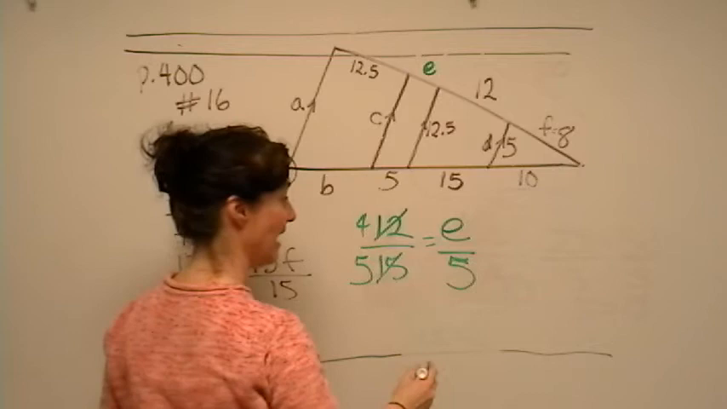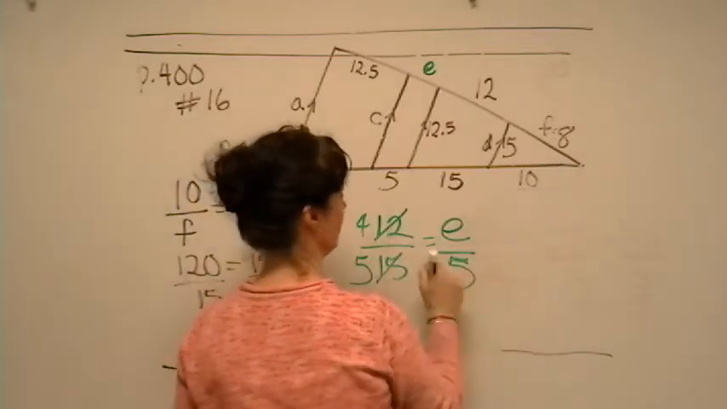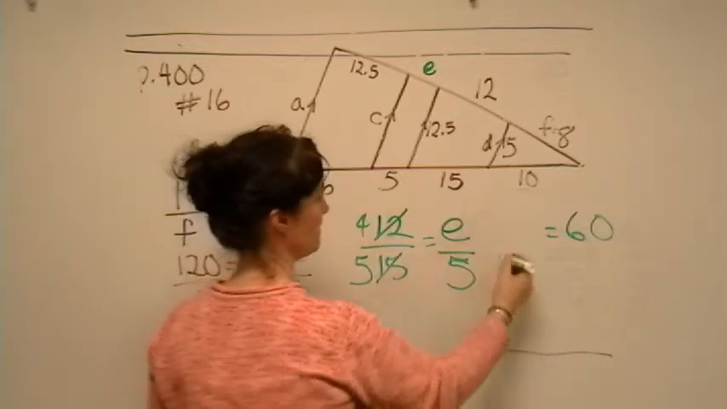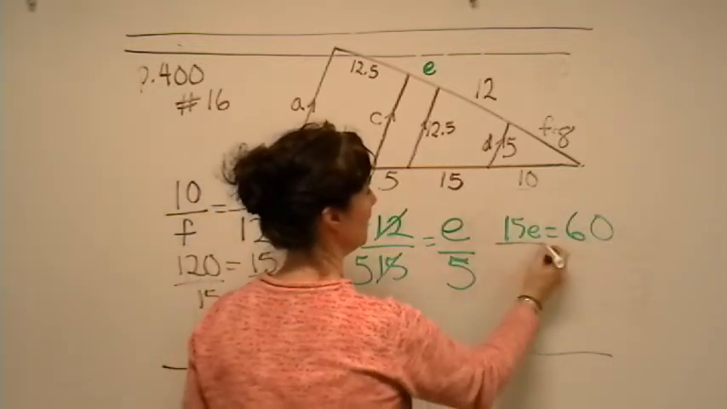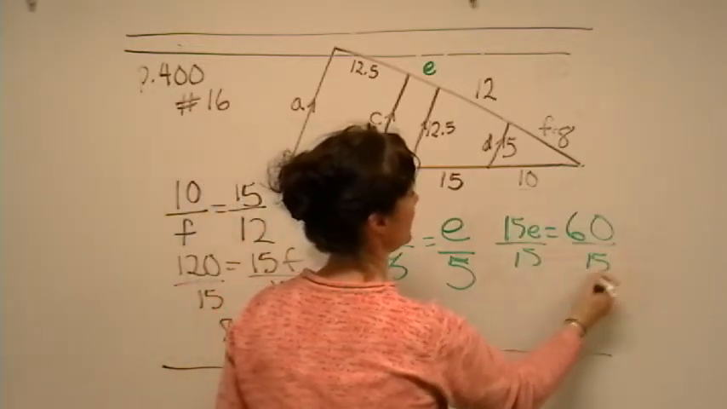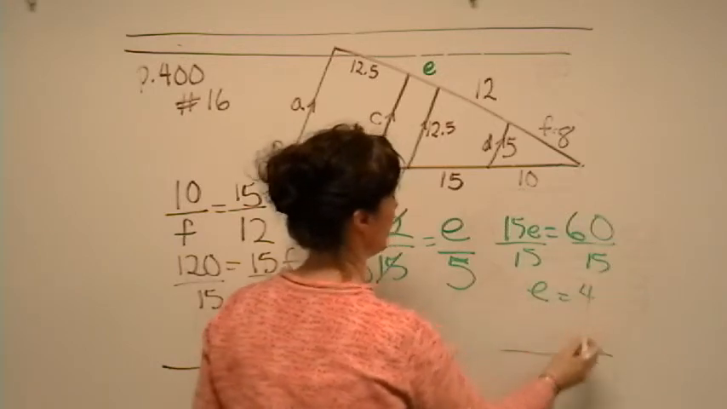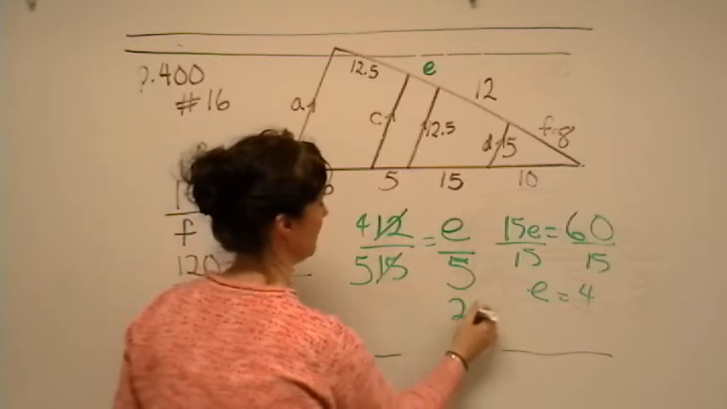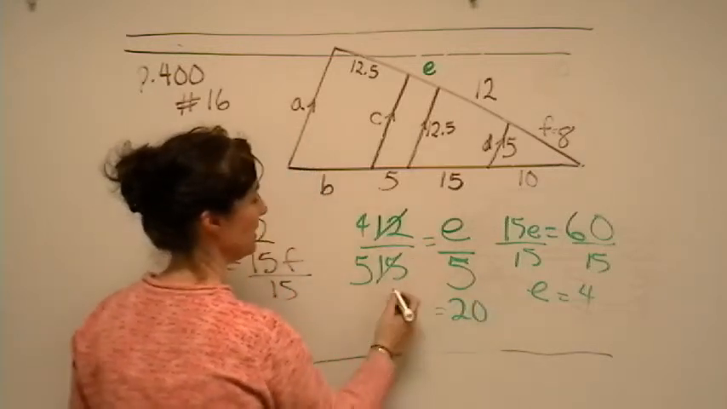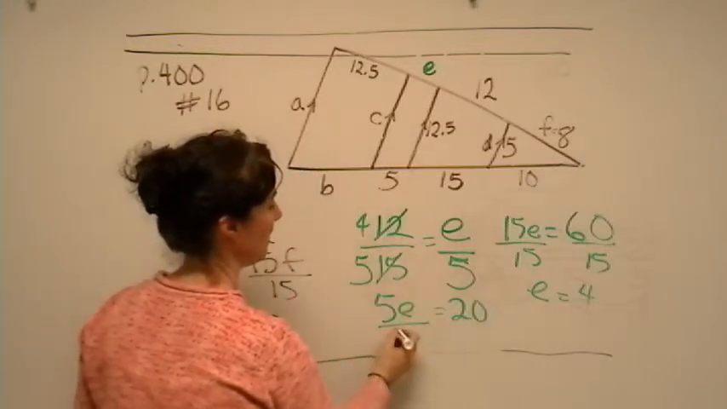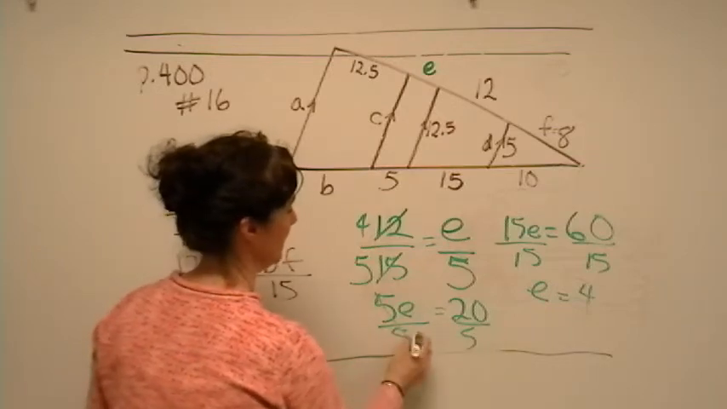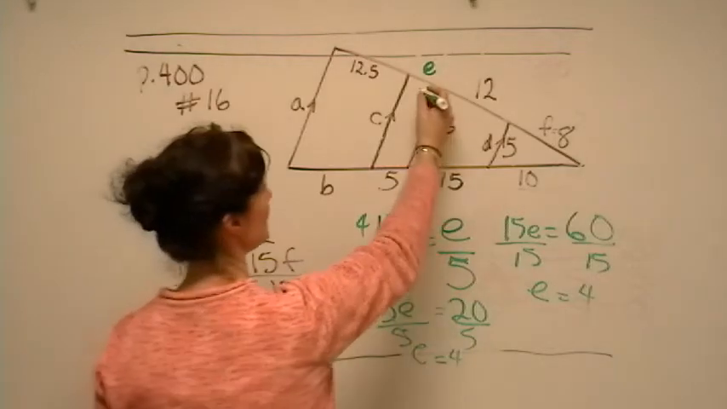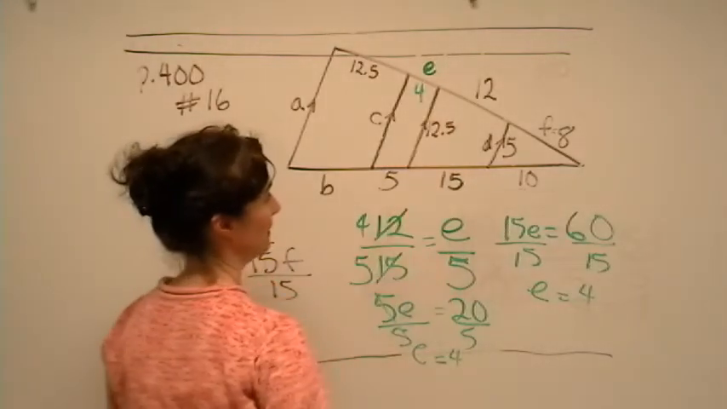You don't have to do that. If you didn't do it, you would get 5 times 12 is 60, and 15 times E is 15E. Dividing both sides by 15, you would get E is equal to 4. Working it this way, you get 4 times 5 is 20. 5 times E is 5E. Divide both sides by 5, and you get E equals 4. In any case, E is equal to 4, so we're going to mark that.